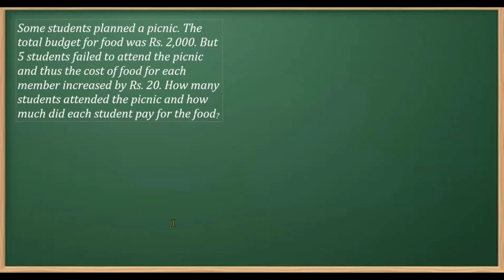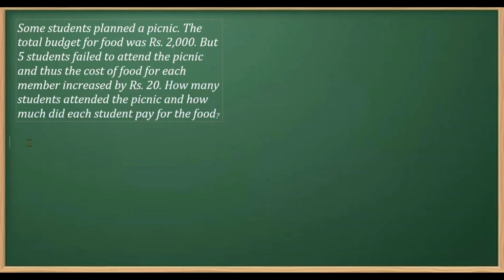In this question from the chapter Quadratic Equation, it says some students planned for a picnic. The total budget for the food was rupees 2000, but 5 students failed to attend the picnic, and thus the cost of the food for each member now increased by 20. This has to be because the total budget remains the same, but the number of students is less now. The question here is how many students attended the picnic and how much each will have to pay.